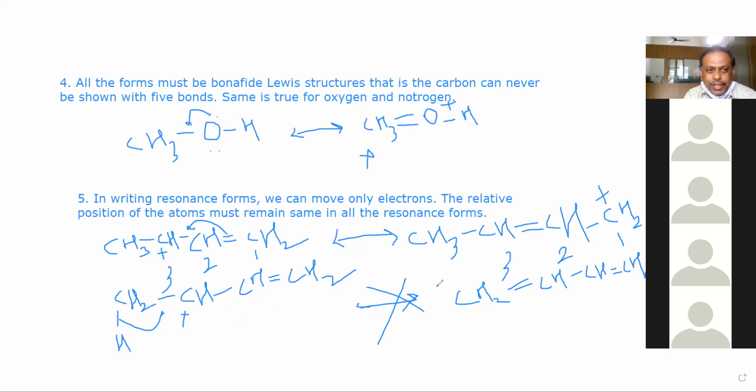हा काय rule number 5 आहे. In writing resonance form, we can move only electrons. कुठले इलेक्ट्रॉन मूव्ह करायचे? Only pi electrons. Sigma electron ला हात लावायचा नाही. And the relative position of the atoms must remain same in all the resonance forms. आणि बाकीच्या atoms काय position सारखी पाहिजे resonance form मध्ये. This is rule number 5. And rule number 4 काय? All the atoms must be bona fide Lewis structure. That is, the carbon can never be shown with 5 bonds, and same is true for oxygen and nitrogen.